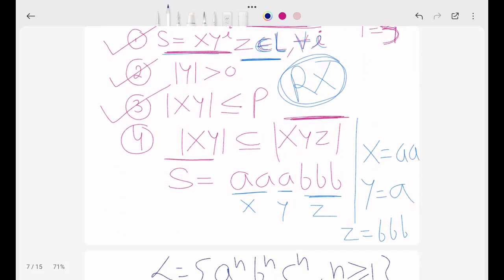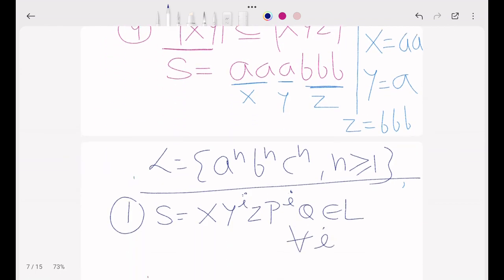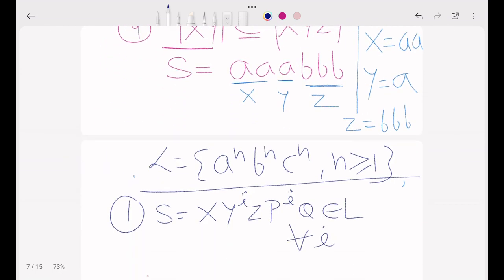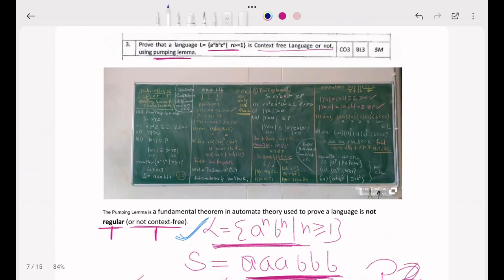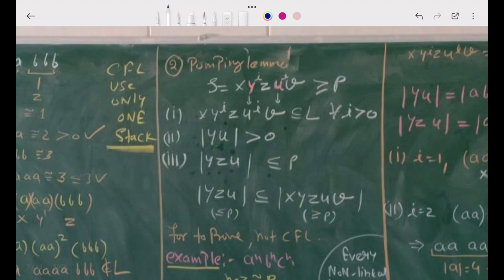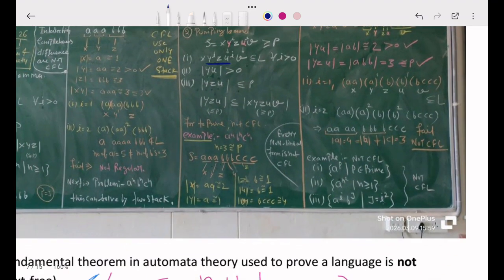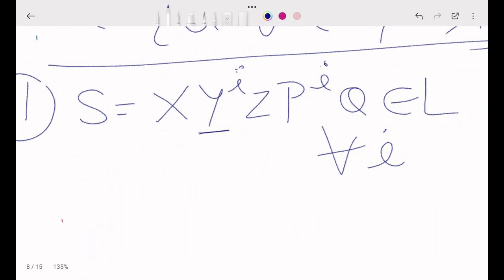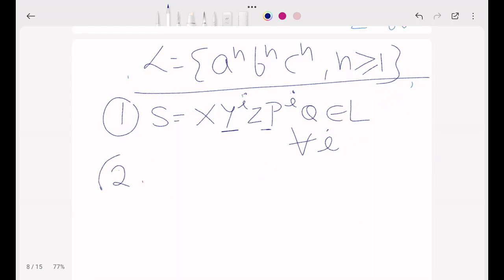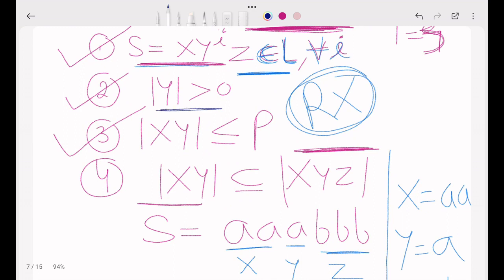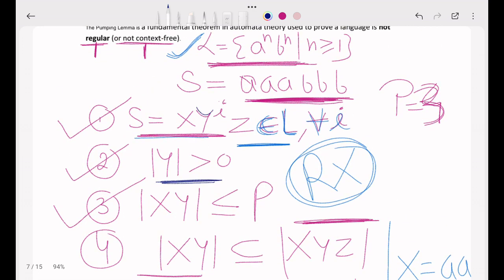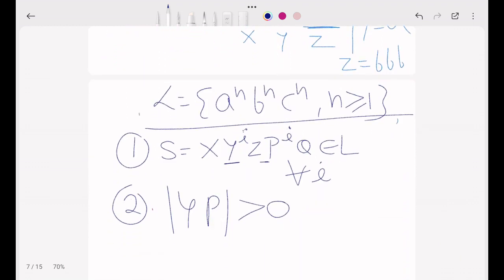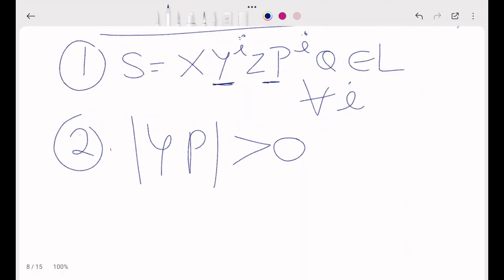Condition number 2. Y must be greater than 0. Here also, if you will see in our class presentation, we have written this y and p. This must be greater than 0. So what is the power of i? My power of i is here y and p. So second condition, my y and p must be greater than 0. In this question y is greater than 0, because of y^i, and here p is greater than 0 because both have power i.